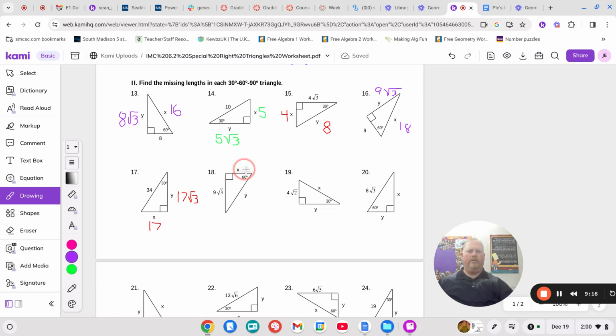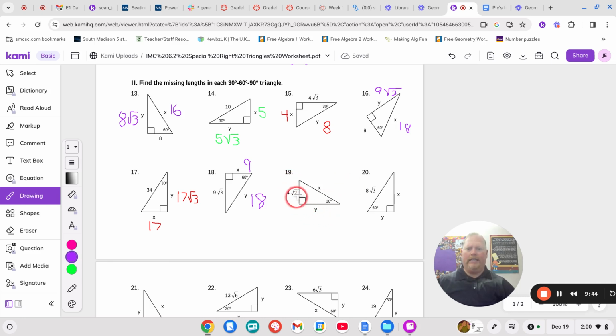Number 18, another situation where they give us the long leg. So to find the short leg, I'm just going to remove that square root of 3 and get 9, which makes the hypotenuse 18. So it's really the exact same triangle as in question number 16, just they gave us a different side to start off with.